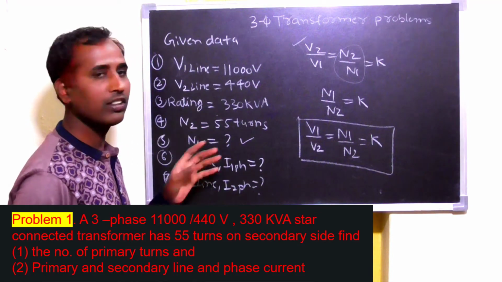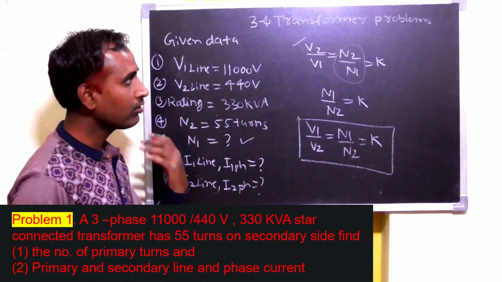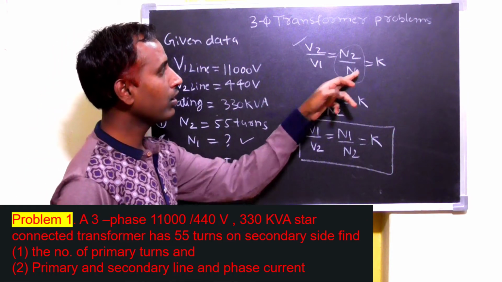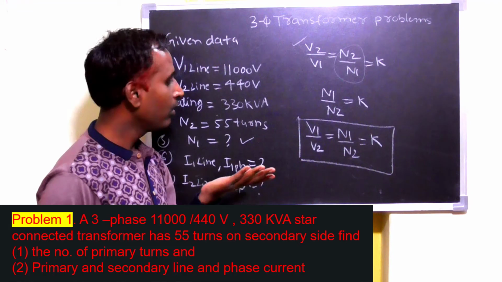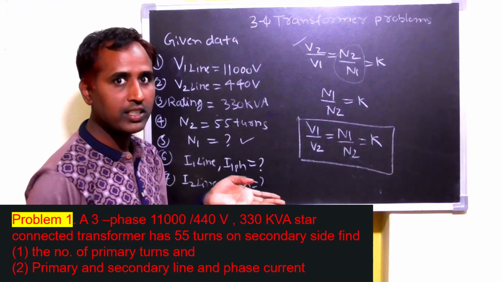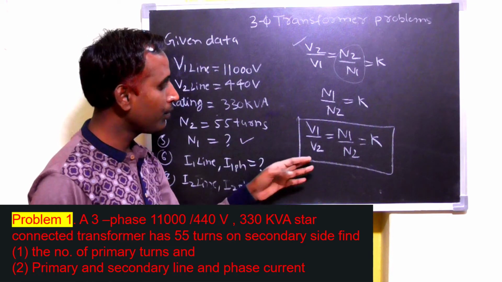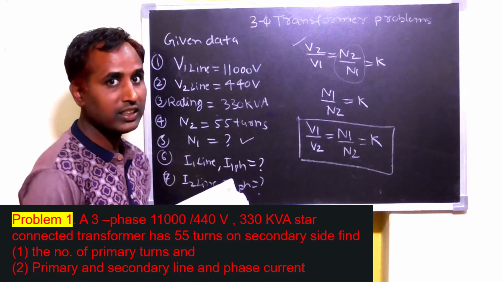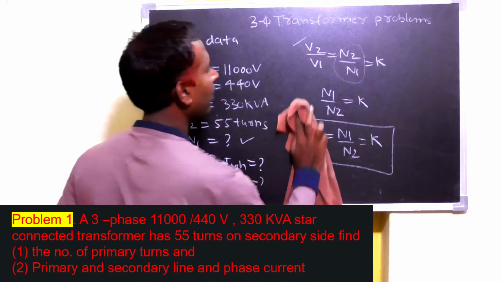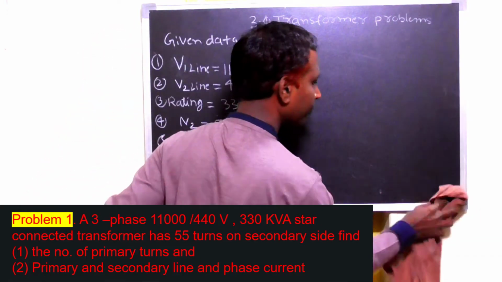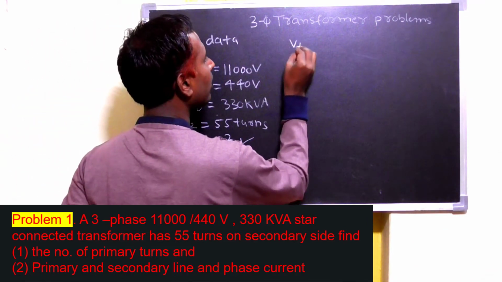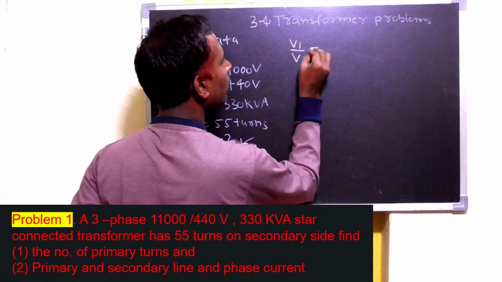While solving this problem, I thought V2 divided by V1 equals N2 divided by N1 equals K. I know this formula, but why am I using this one? I got stuck for 2 days here. Since 3 days I didn't make any video, that's why I am using this formula. The transformation ratio: V1 divided by V2 equals K.